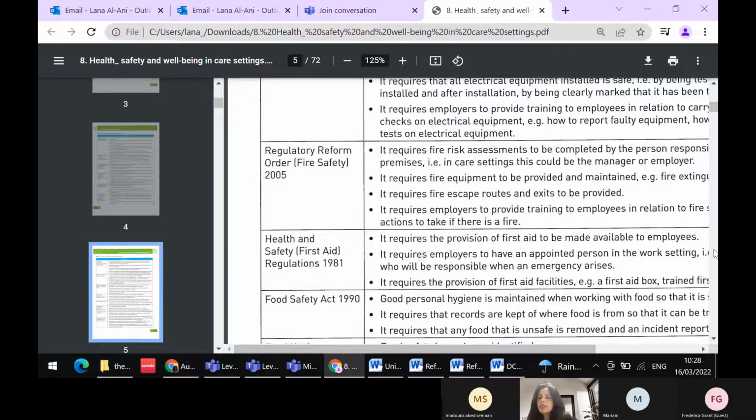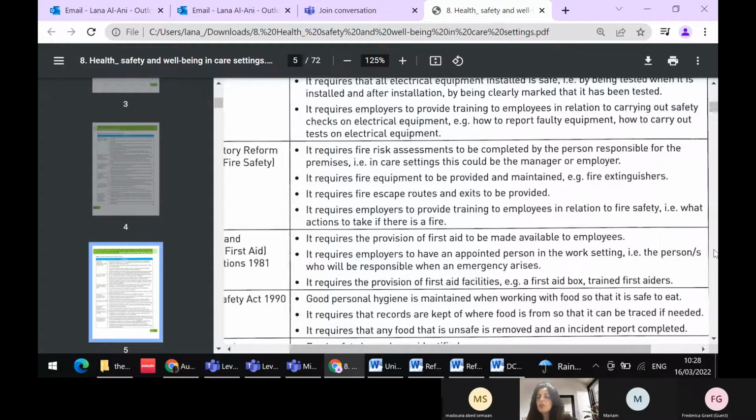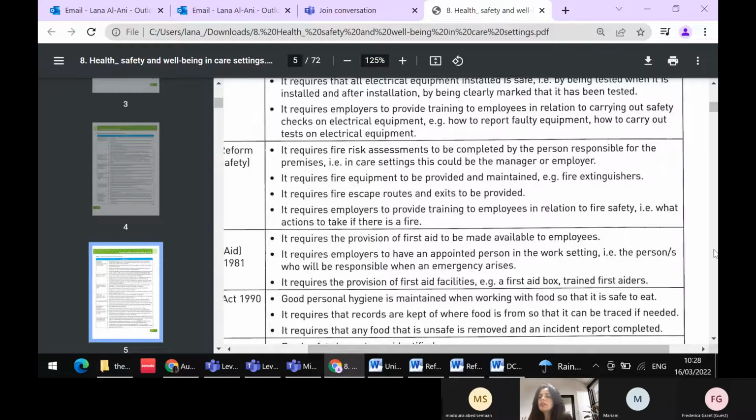How about the Regulatory Reform Fire Safety Order 2005? What is it all about? It requires a fire risk assessment to be completed by the person responsible. So there is a person responsible for fire safety in all care settings, and they need to always maintain the risk assessment. It requires fire equipment to be always maintained. So we have a fire extinguisher in the building, and it should always be checked.